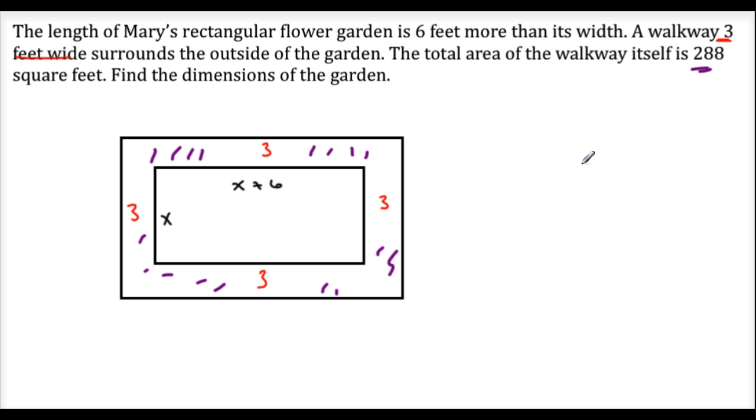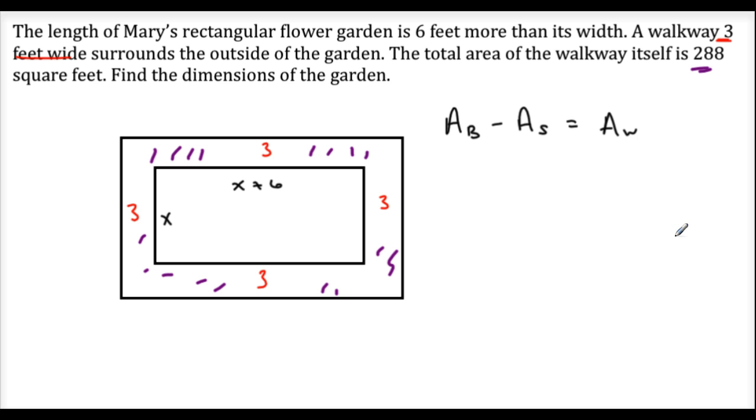Forget about the numbers for a second in general, okay? Forget about the x plus 6. How would I find the area of the walkway? What would you do to find the area of the walkway? You subtract the middle, like the garden from the whole. Very good. So you take the area of the big rectangle, subtract the area of the small rectangle, which is the garden, and that's going to give me the area of the walkway.